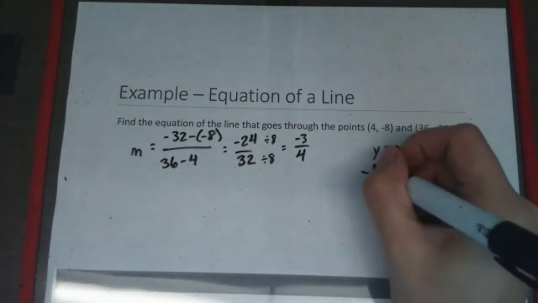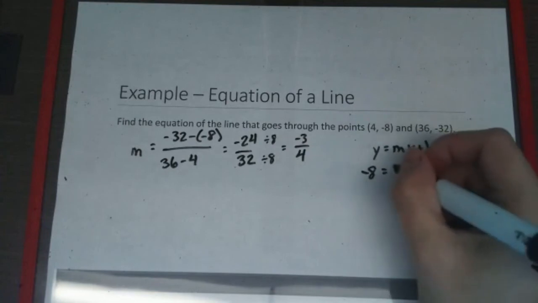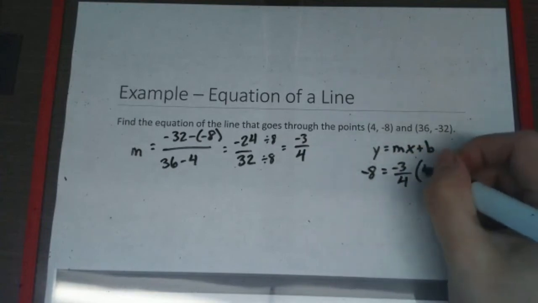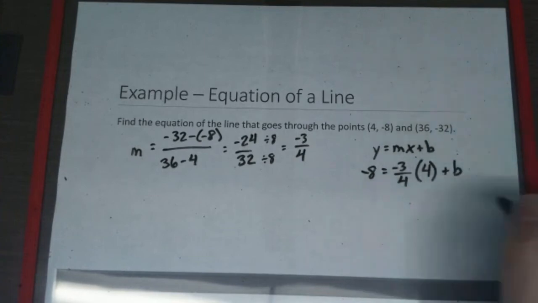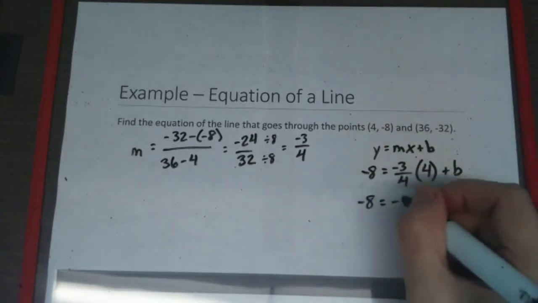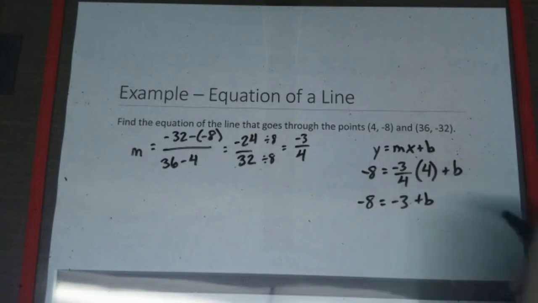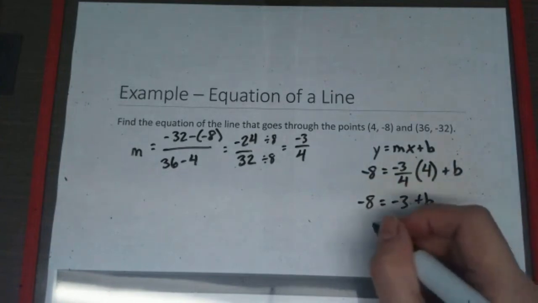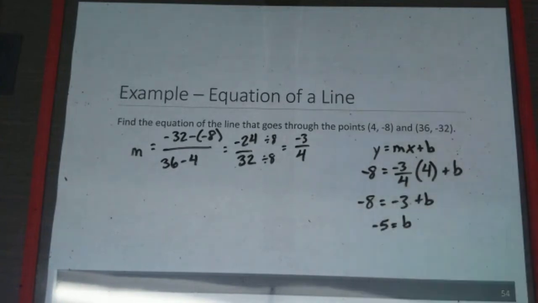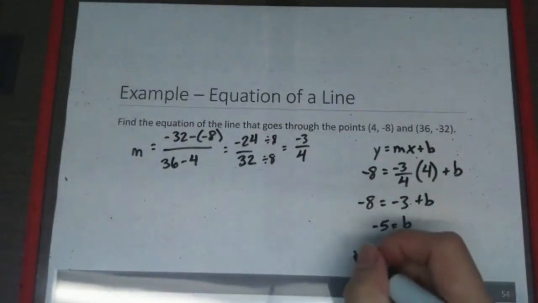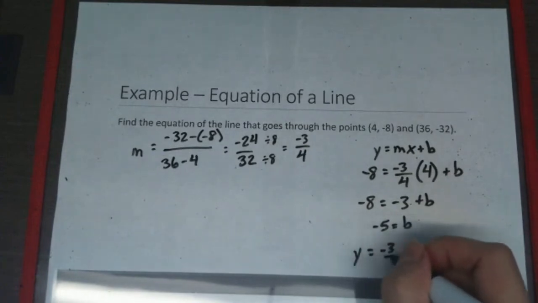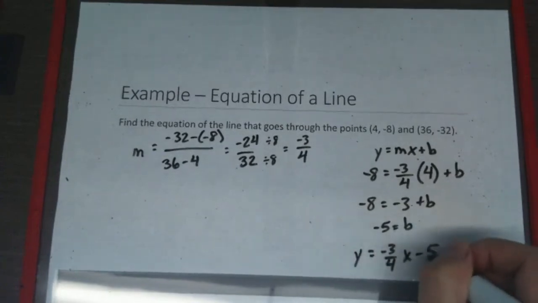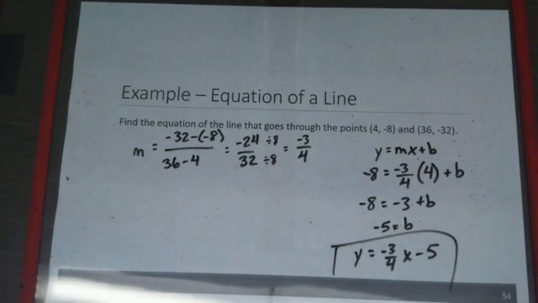So my y value is negative 8. That's equal to my m value times my x value of 4 plus b. That means negative 8 is equal to negative 3 plus b. And if I add 3 to both sides, I get that b is equal to negative 5. Now that I have my slope and the value of my y-intercept, I can write my equation. y equals 3/4 x minus 5. And that's my equation.